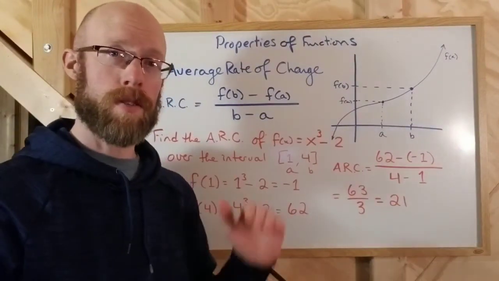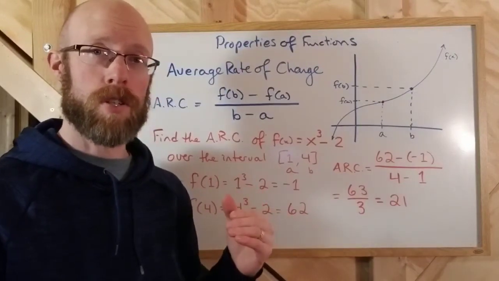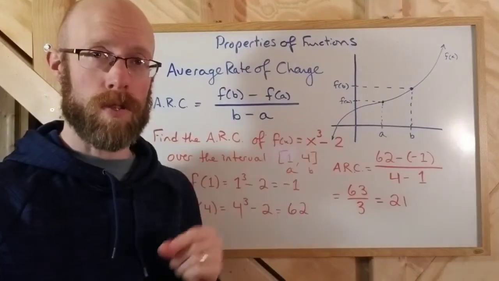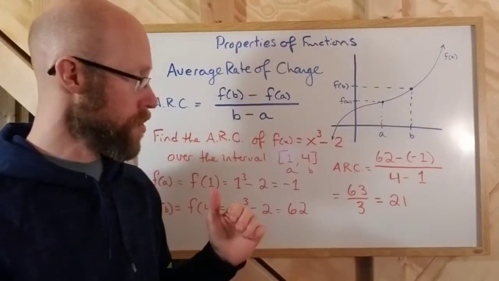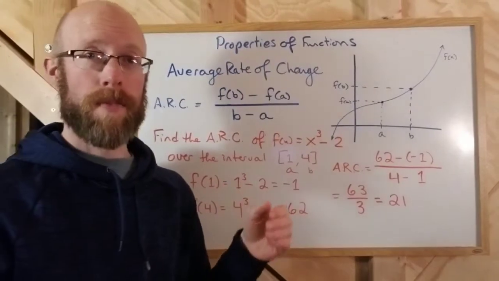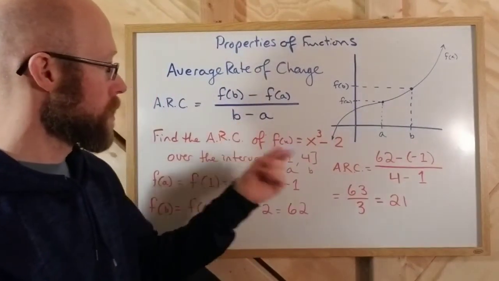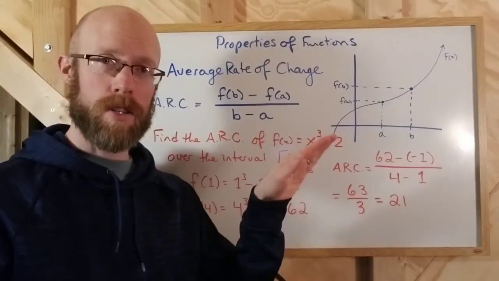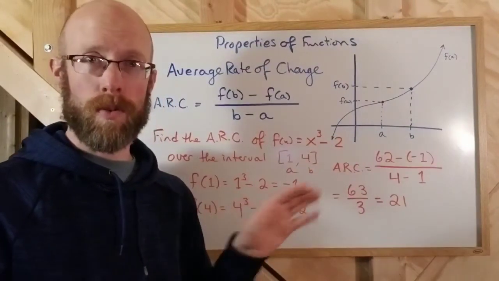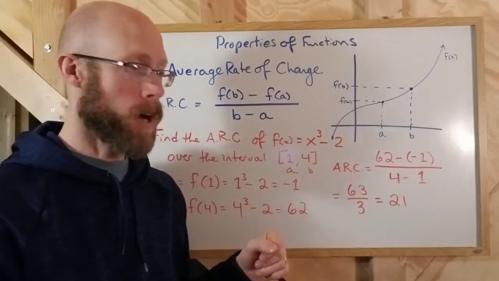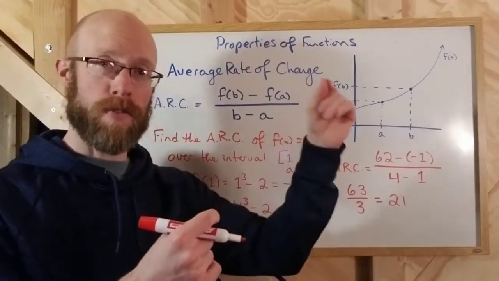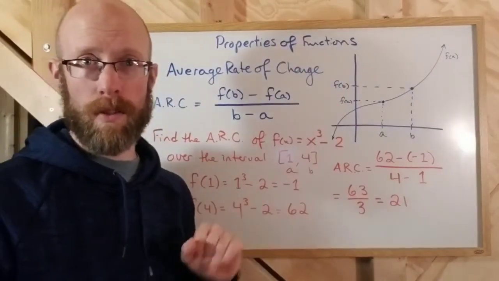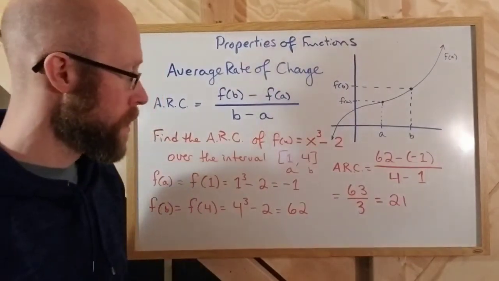That means that on average, the function is increasing 21 units for every 1 unit horizontally. So it's an average rate of change. Now, the actual function, the x cubed minus 2, isn't always going to be changing at a constant 21 to 1 ratio. But in the end, from start to finish, it will achieve a 21 to 1 ratio, or a 63 to 3 ratio is really what it's doing.